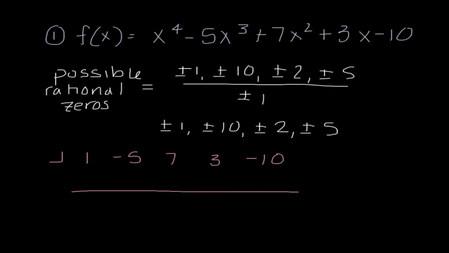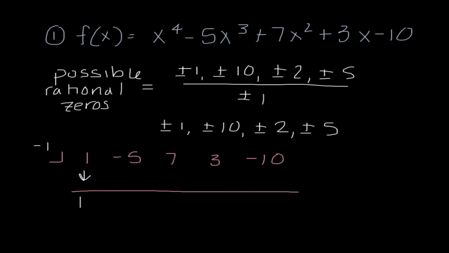And I'm going to go ahead and start with 1 here. So I'm bringing down my 1. 1 times 1 is 1. When I add, I get negative 4. When I multiply, I get negative 4. 7 minus 4 is 3. 3 times 1 is 3. 3 plus 3 is 6. When I multiply by 1, I get 6, which added to negative 10 is negative 4. And unfortunately, that did not help us out at all. So first, space-wise, I'm going to erase all that and start over. The joys of solving using synthetic division here.